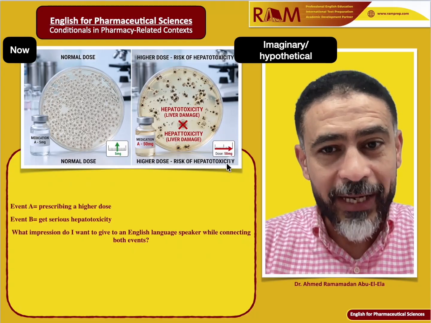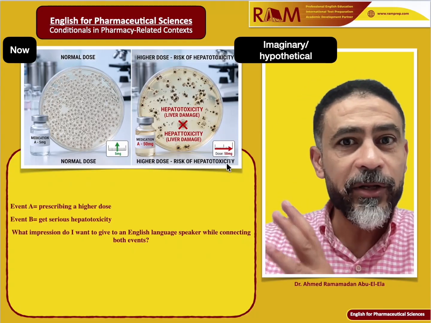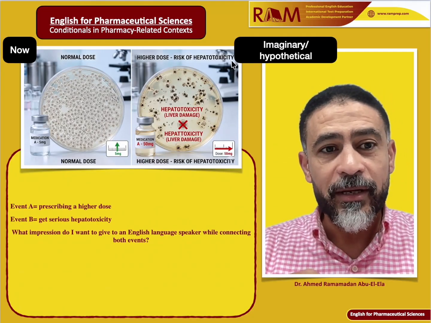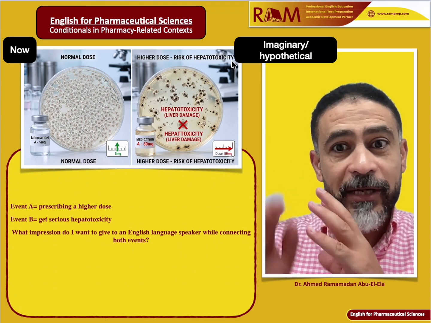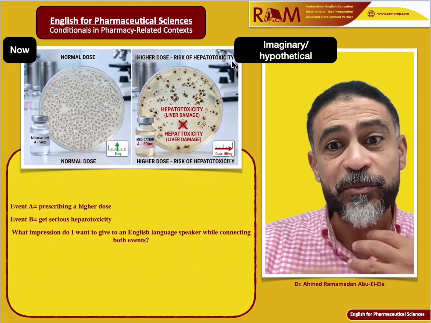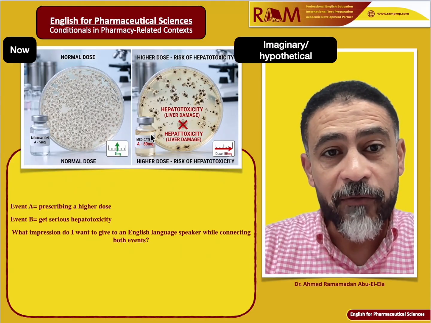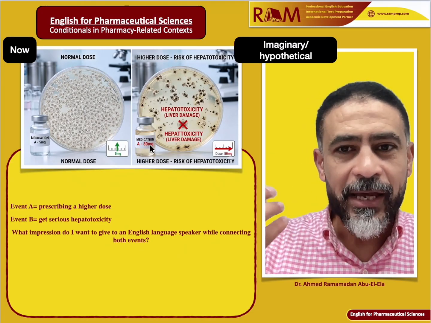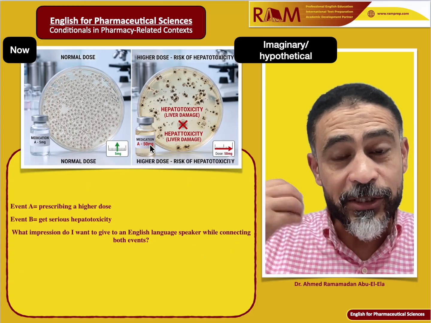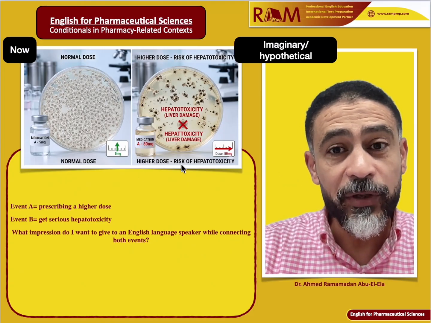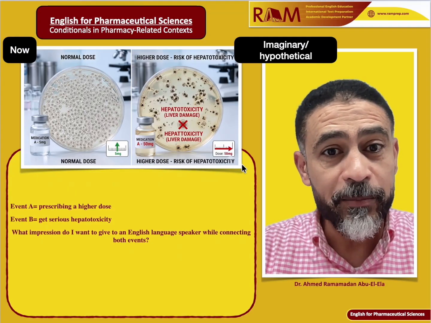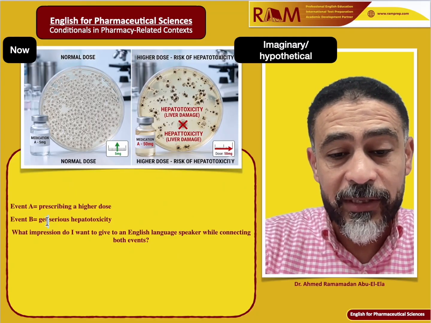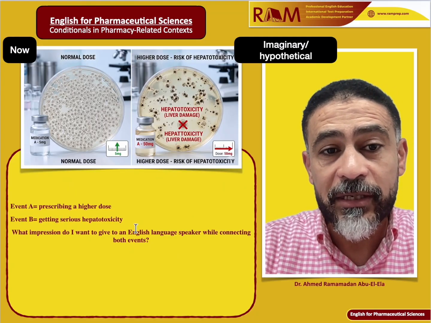Okay, so now in this hypothetical or imaginary situation that I imagine right now, I have two events. The first event is prescribing a higher dose of medication A. Okay, a higher dose of medication A. This can be event A. And hypothetically, I consider the result that will be or would be a risk of hepatotoxicity. So it's all about getting serious hepatotoxicity.